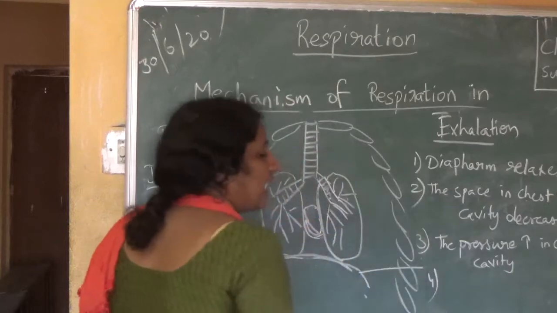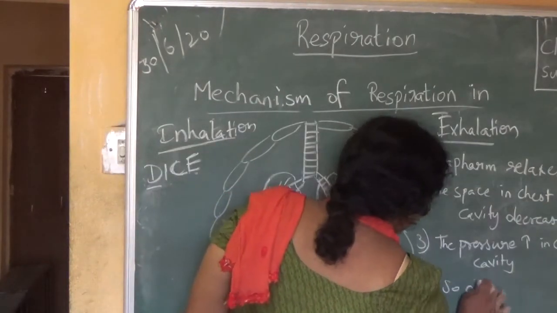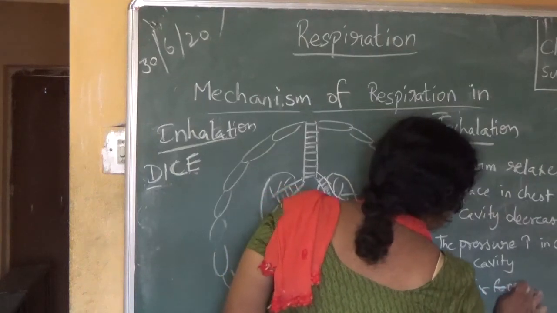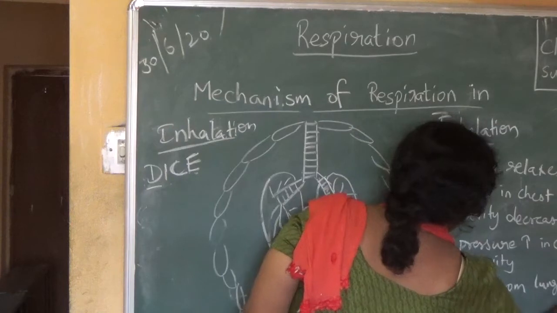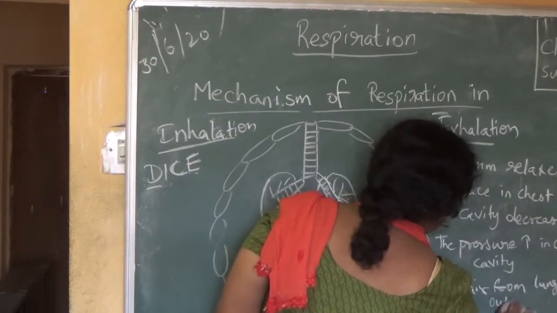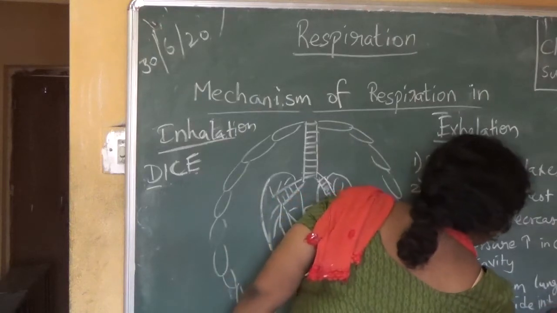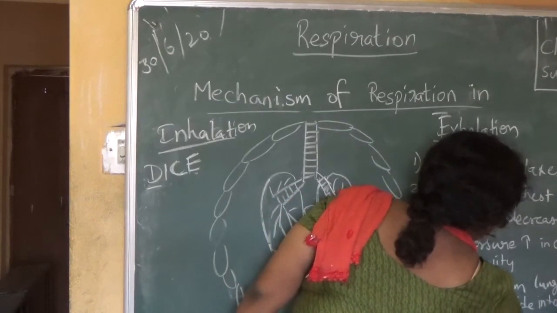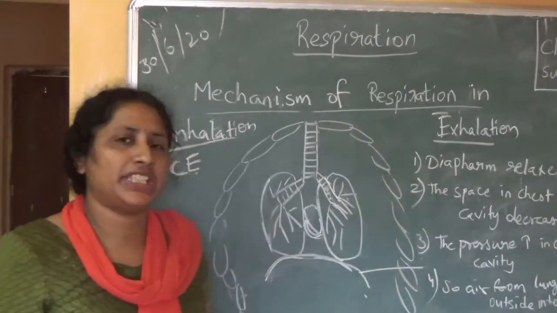Next, what happens? So the air from the lungs goes outside into the atmosphere. Okay, clear? So during exhalation, what happens?